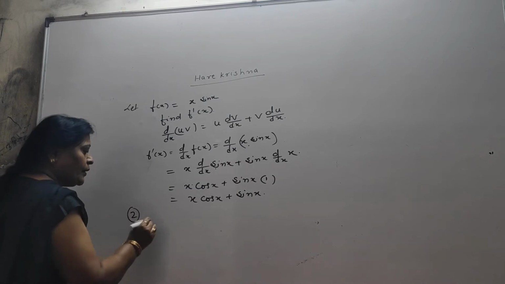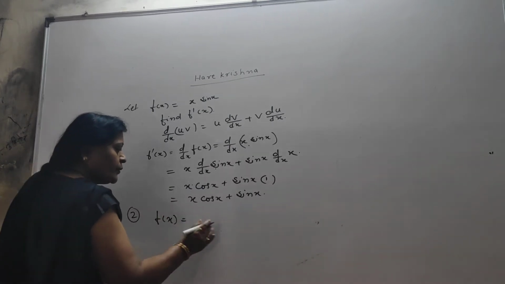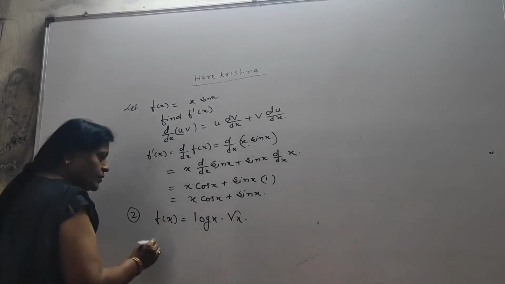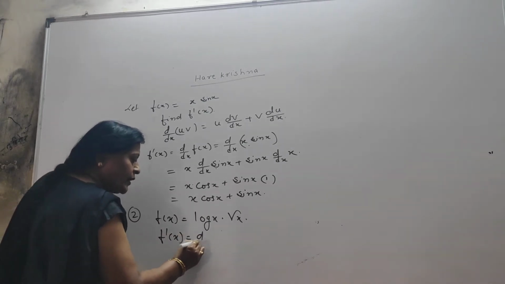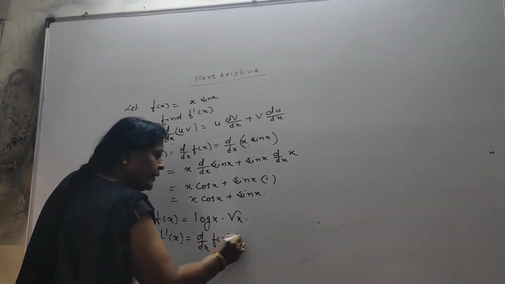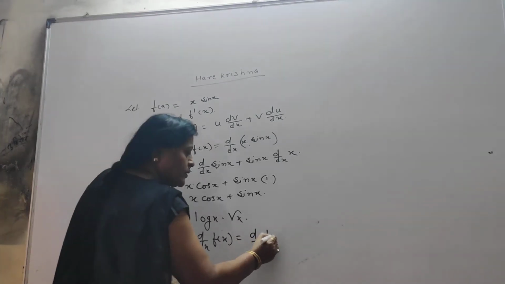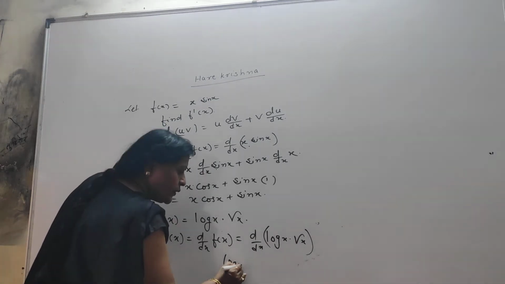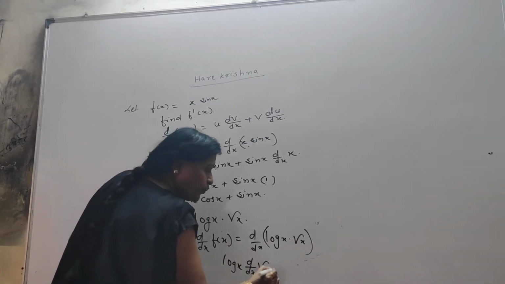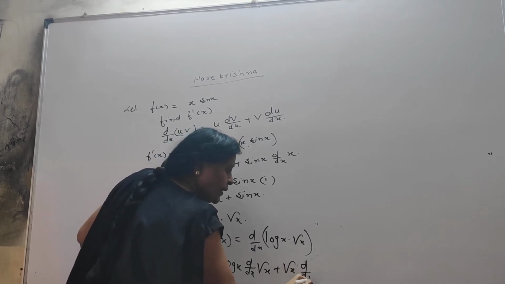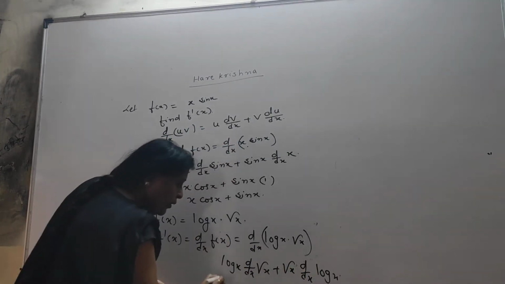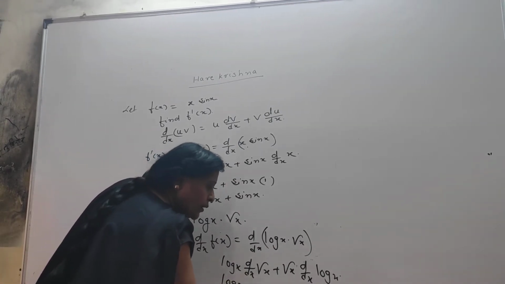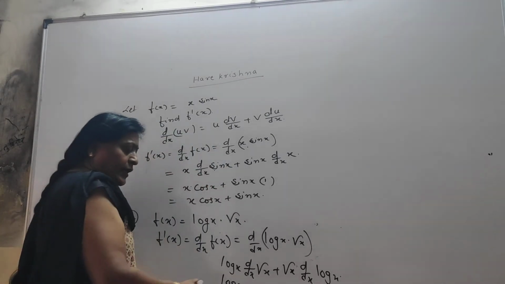Again I will take a second example. F of x is equal to, suppose, log x into root x. Now f dash x means d/dx of f of x, and d/dx of log x into root x: log of x remains as it is, d/dx of root x, plus root x remains as it is, d/dx of log x. The derivative of root x is 1 upon 2 root x, plus root x remains as it is, and the derivative of log x is 1 by x.